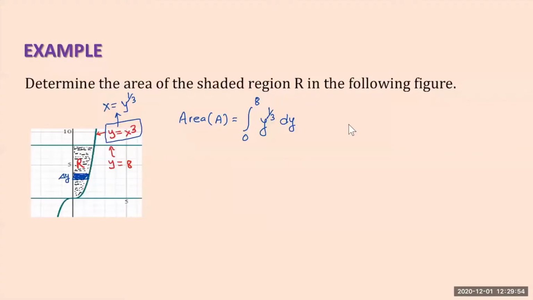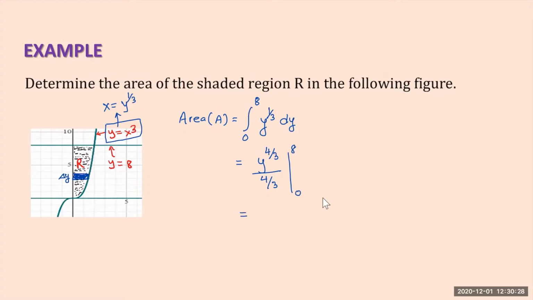So we set up the integral. Area is equal to the definite integral from 0 through 8 of y raised to 1/3 integrated with respect to y. So this will be equal to, we can simplify this or we can evaluate this using the power rule. So we increase the power by 1. We already have y raised to 1/3. 1/3 plus 1 is 4/3. y raised to 4/3, divide that by the new power 4/3. And then evaluate between 0 through 8.